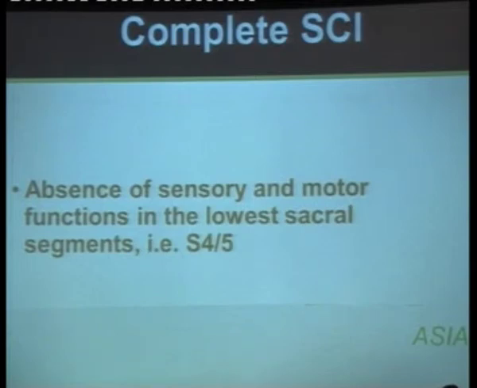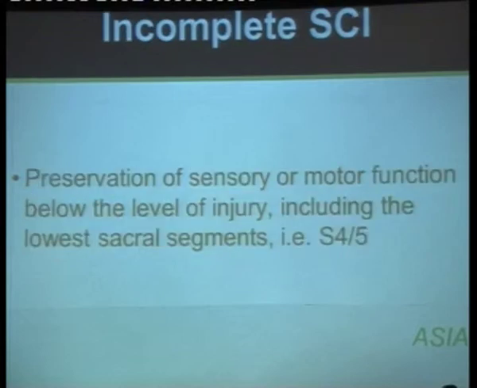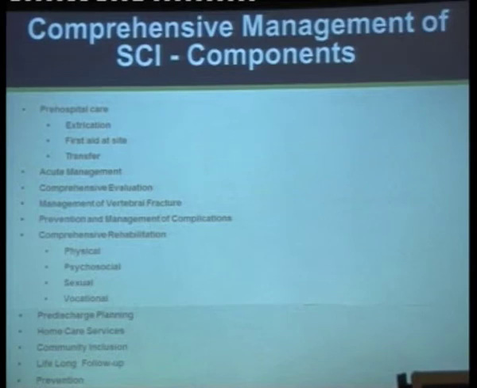So how do we define a complete spinal cord injury? If there is absence of any sensory or motor function in the lowest sacral segments, that is S4-5, if there is no perianal sensation or voluntary anal contraction, you define it as a complete injury, and 99% of them will not improve with time. Whereas if there is any preservation of these functions, it has likelihood to improve with time. Most of them, in fact, do recover.